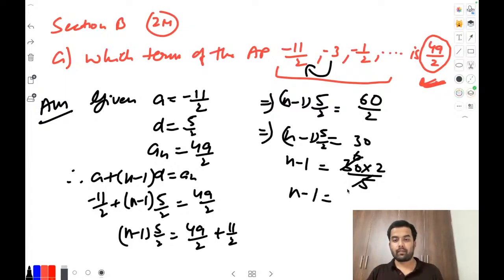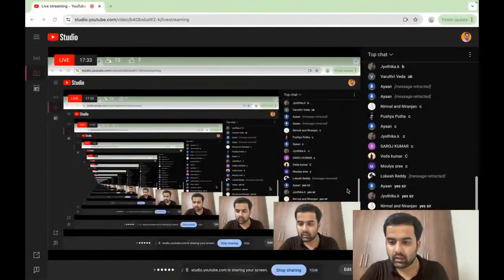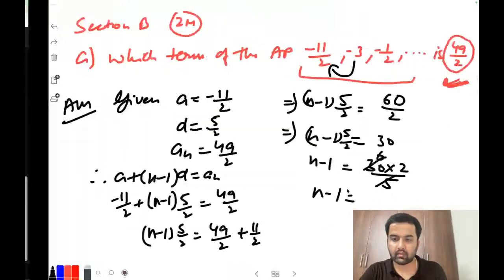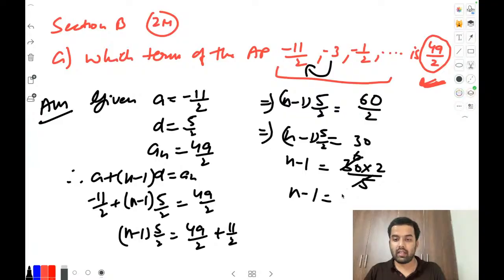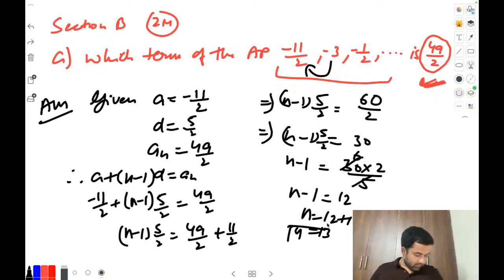So, anybody got the answer of this? Let me know. 13. Yeah, fine. 6 into 2 becomes 12, and n that side becomes what? 12 plus 1, that becomes 13. Yeah, fine. Correct one.